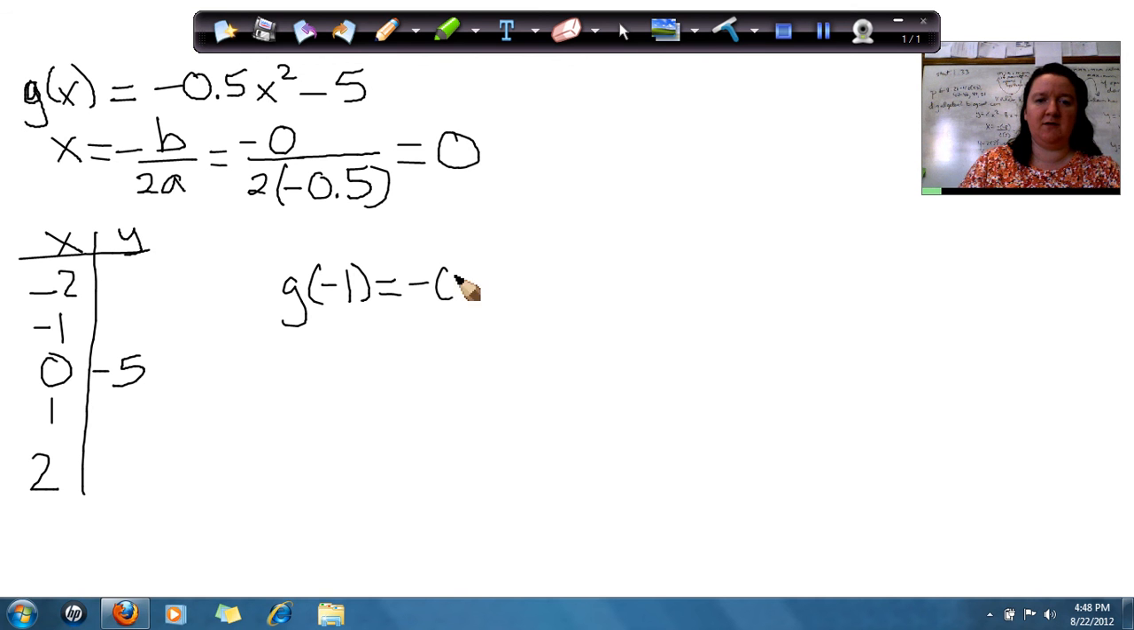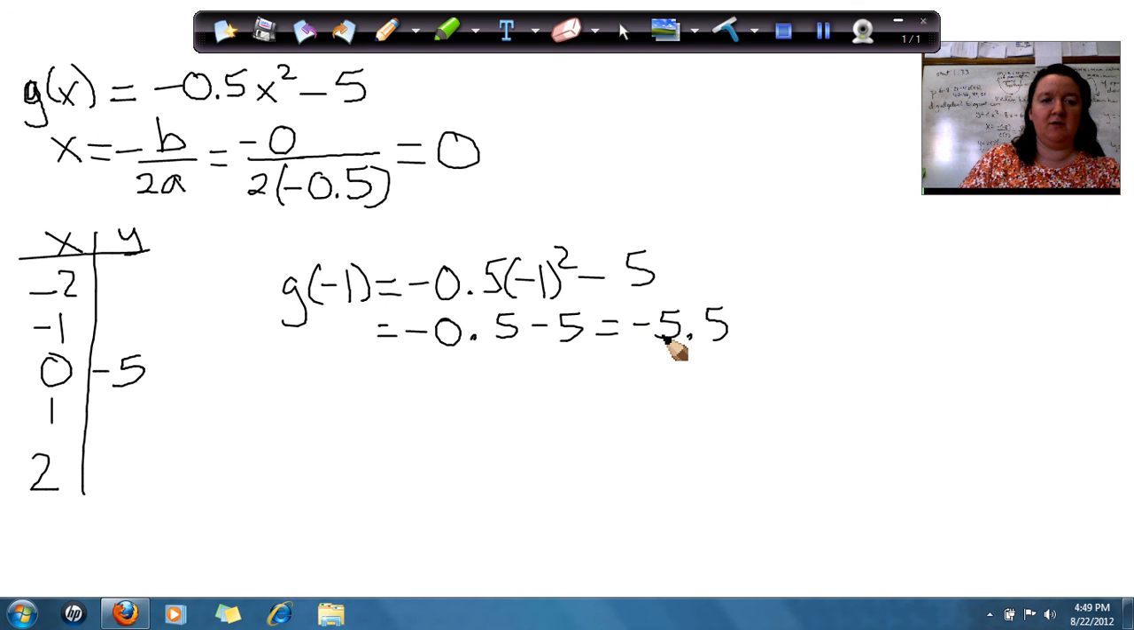If I plug in a negative 1, here I'm going to find g of negative 1. So I'm taking negative 0.5 times negative 1 squared minus 5. Well, negative 1 squared is going to give me a positive 1. Positive 1 times negative 0.5 is going to give me negative 0.5. And then we're going to subtract the 5. So that's going to give me a negative 5.5. Remember that in parabolas they are symmetric. So if we have a negative 5.5 there, we're going to have a negative 5.5 here.